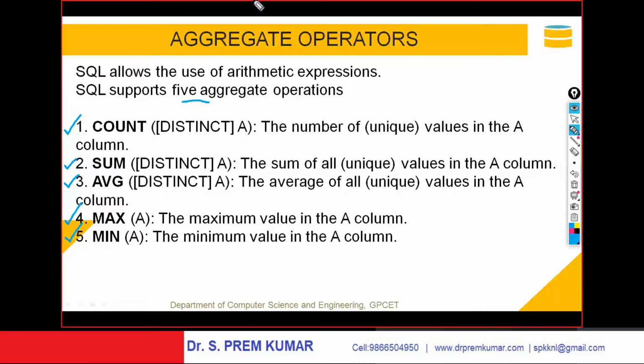There are 5 functions which are called aggregate functions. They are count, sum, average, max, and min. Once again, I repeat: count, sum, average, max, and min. Count counts the number of values in that particular column A. Sum will sum up the values of column A. Average will find the average of the values available in column A. Max is the maximum value available in column A. Min is the minimum value available in column A.